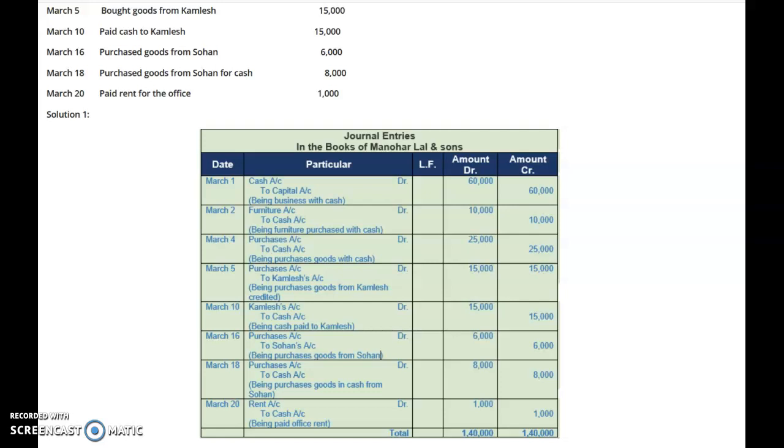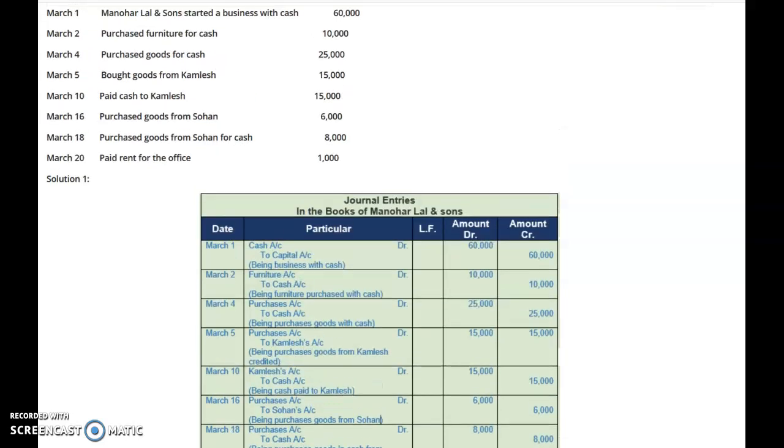Next transaction, purchase goods from Sohan for cash. As I shared with you, if the word cash as well as the name of the party are both given, it means it is a cash transaction. If only the name of the party is given, like in the previous transaction, purchase goods from Sohan, it is a credit transaction. When no word is given, neither the party nor cash, it is a cash transaction. Or when simply cash is given, again it is a cash transaction. Here, like this, purchase goods for cash, it is a cash transaction.